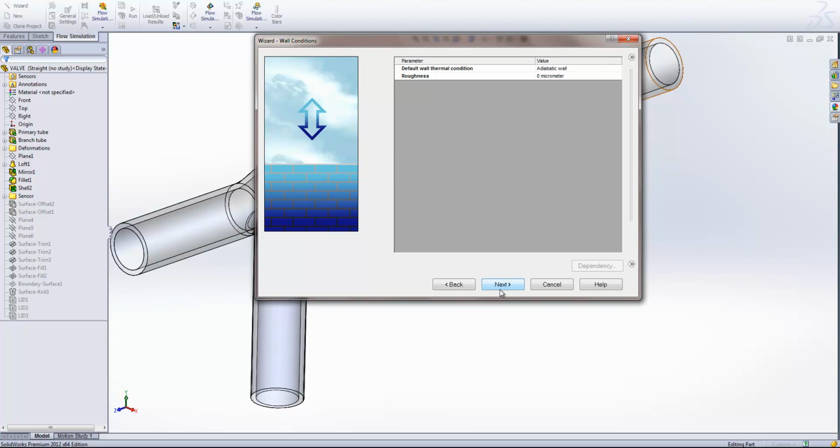Next we move on to our wall conditions. So here we're specifying first of all the wall thermal condition. So at the moment it's adiabatic, which means that there is no heat transfer at the wall. We can also specify heat flux or heat transfer rate, so that's a rate of heat going into the fluid from the wall, or we can specify a wall temperature, so that would have a similar effect but with different properties specified at the beginning.